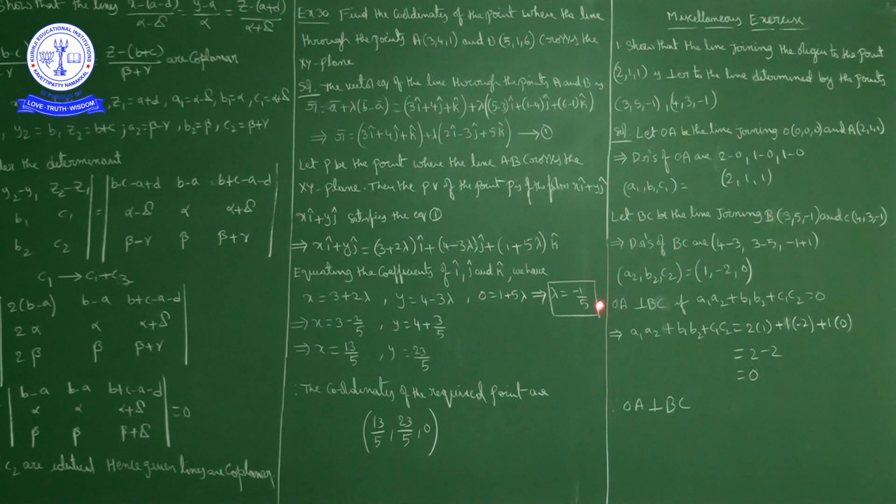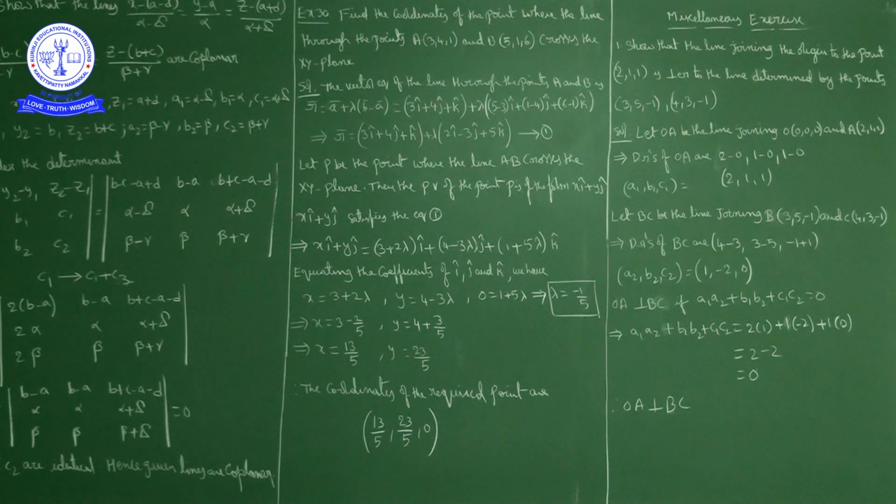Now substituting the lambda value minus 1 by 5 here. So what do we have? x is equal to 3 plus 2 lambda. 2 lambda is minus 2 by 5. So 3 minus 2 by 5 is nothing but 13 by 5. x is equal to 13 by 5. Okay, y is equal to 4 minus 3 lambda. Minus 3 lambda is 3 by 5. So 4 plus 3 by 5 is nothing but 23 by 5.